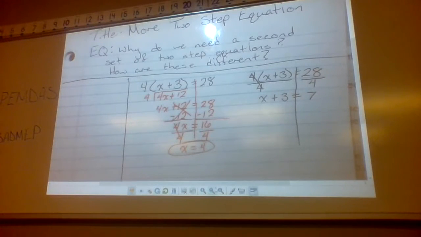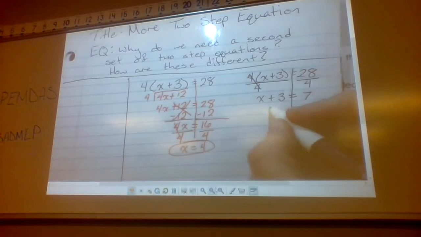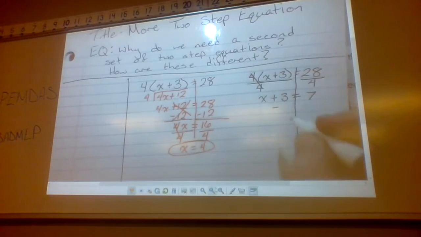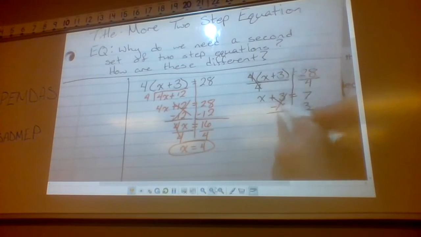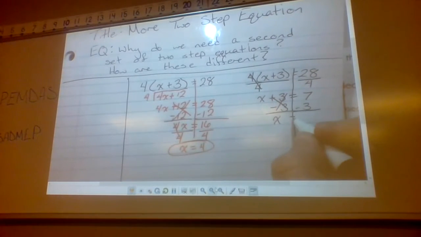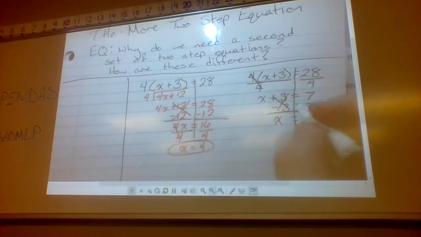Then where's the variable? On the left side. What is the operation? Addition. What's the inverse? Subtraction. What number are we subtracting? 3. Cancels out. X equals what's 7 minus 3? 4.